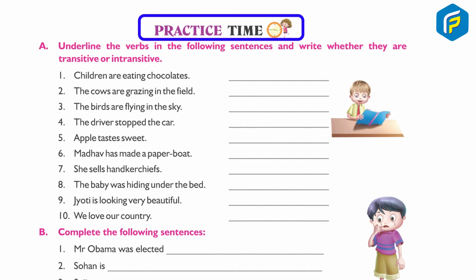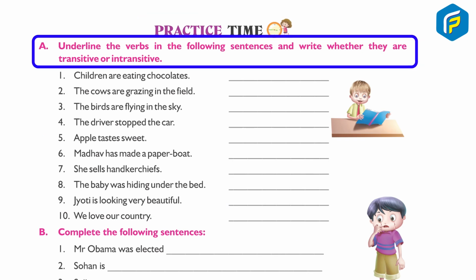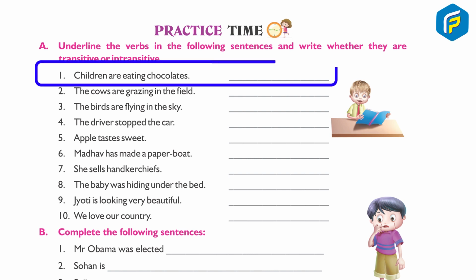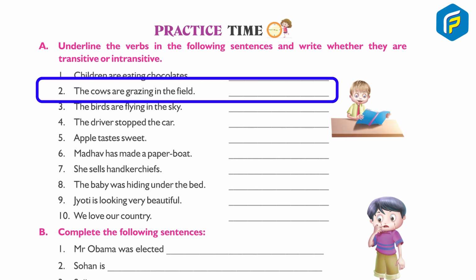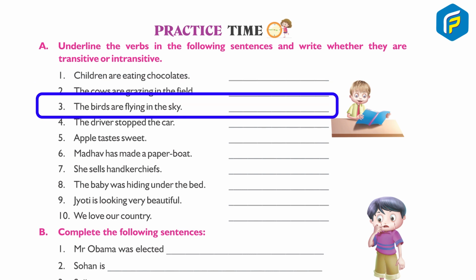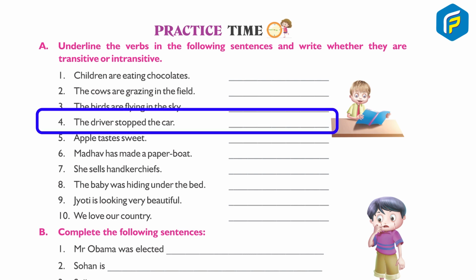Practice time. A. Underline the verbs in the following sentences and write whether they are transitive or intransitive. 1. Children are eating chocolate. Underline eating. Transitive. 2. The cows are grazing in the field. Underline grazing. Transitive. 3. The birds are flying in the sky. Underline flying. Transitive. 4. The driver stopped the car.